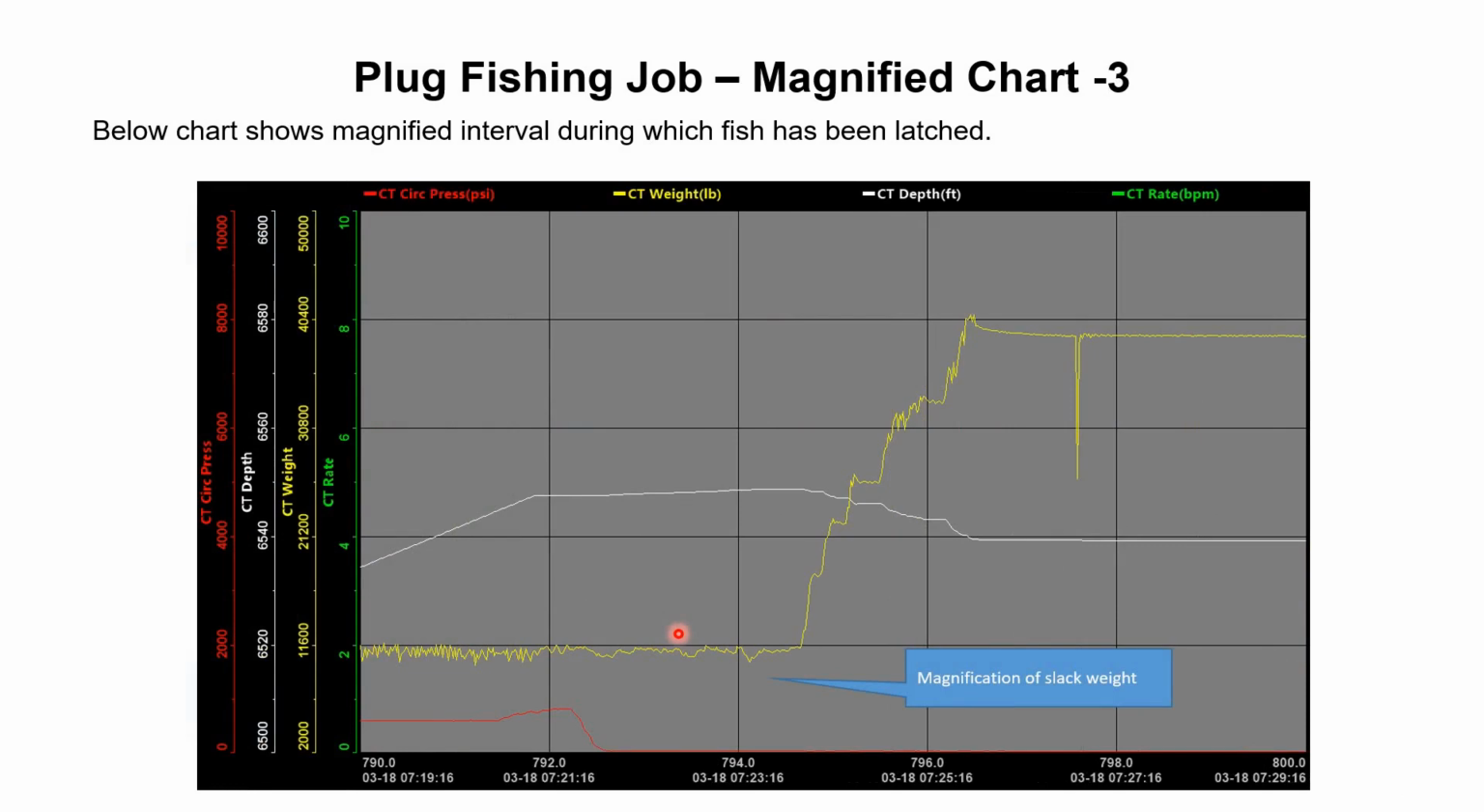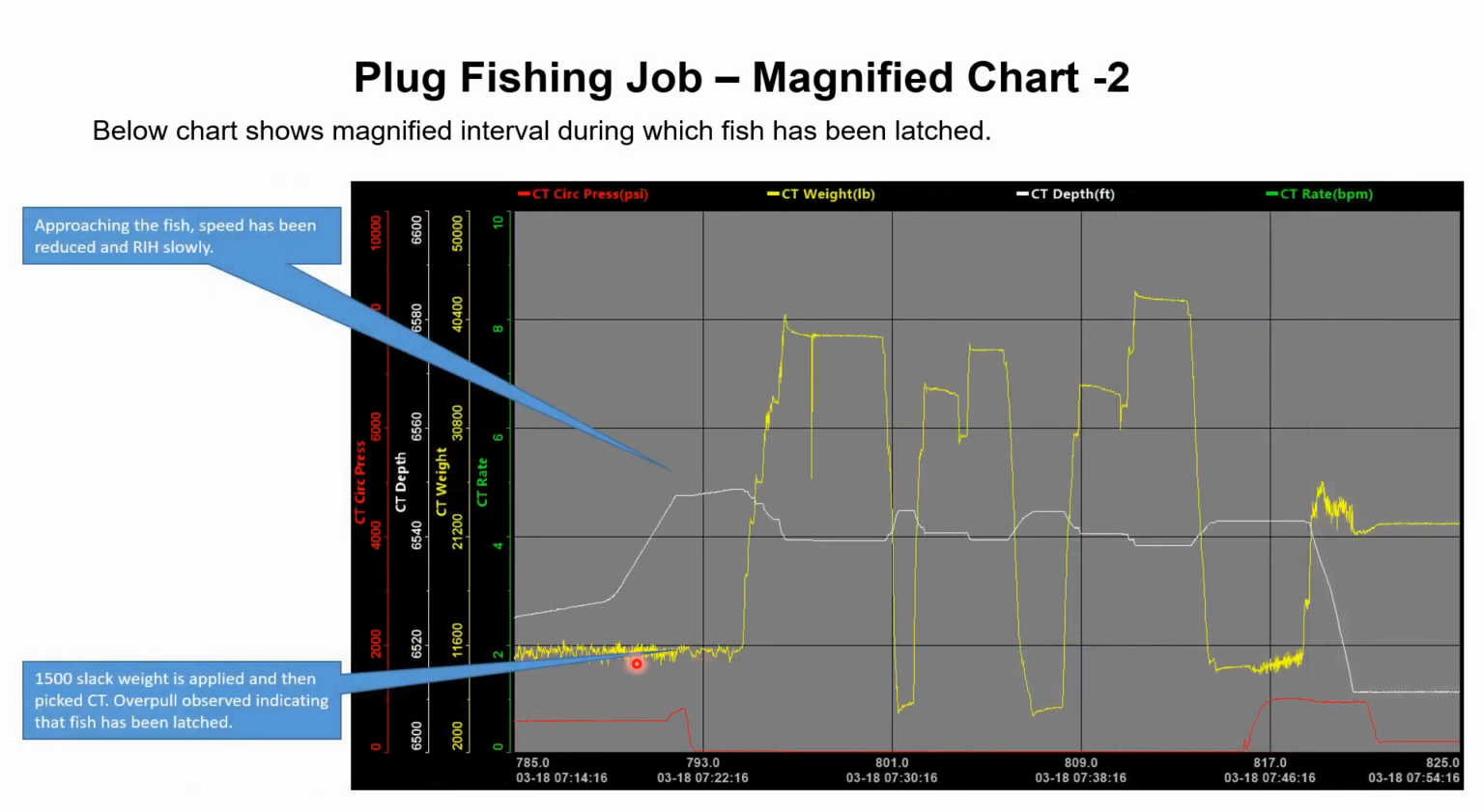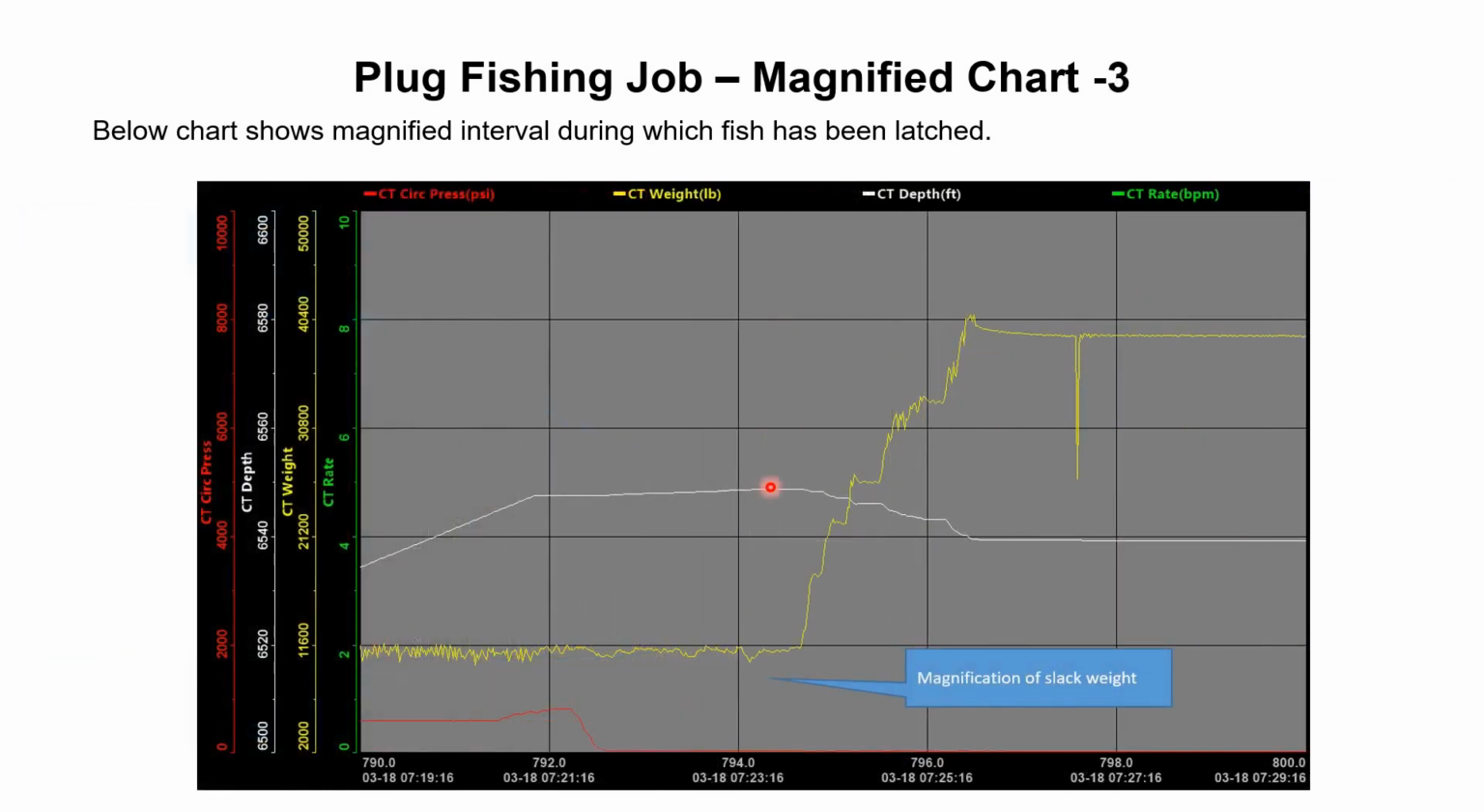Again, this is a further magnification of this particular portion. Here we can see the slack weight, that we slacked 1500 pounds, and then this is the overpull, and then this is the jar activation. So in this way we have understood how to latch a fish using a spear tool.